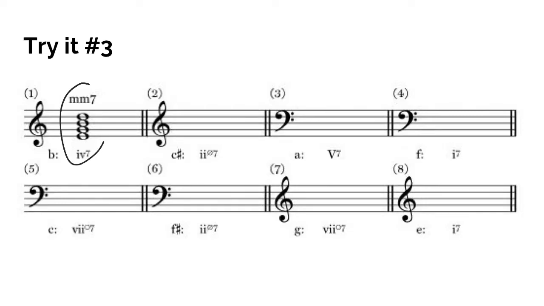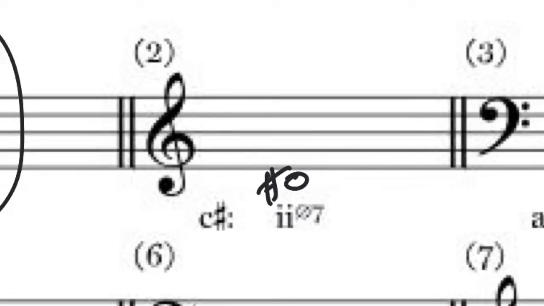So here we go. Our first one is our minor 1/7 chord, which is a minor minor 7 chord. Now we have our 2/7 chord, which is half diminished. So we need a D sharp. I'm going to zoom in a little bit here. You need D sharp, F sharp, A, and C sharp.